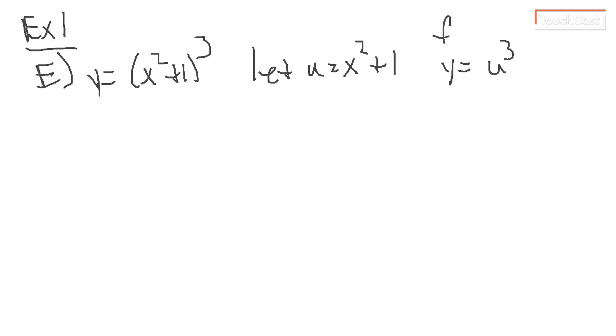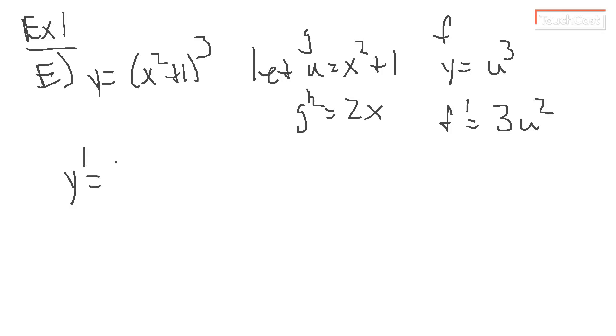Again, we'll let f represent our y and g represent u. So if we're looking for f prime, that's going to be 3u squared, and g prime is going to be 2x. So when we're looking for y prime, we're going to have 3u squared times 2x, and then we'll replace u with our x squared plus 1.